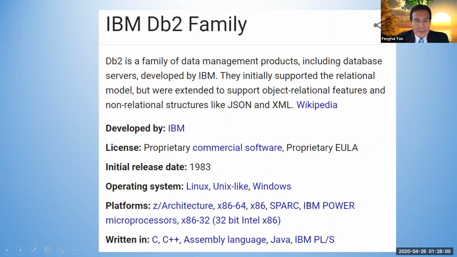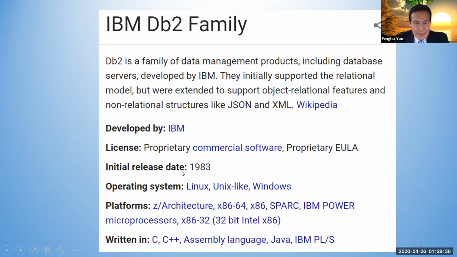All right, what is DB2? DB2 is a family of data management products, including database servers, developed by IBM. They initially supported the relational model, but were extended to support object-relational features and non-relational structures like JSON and XML.